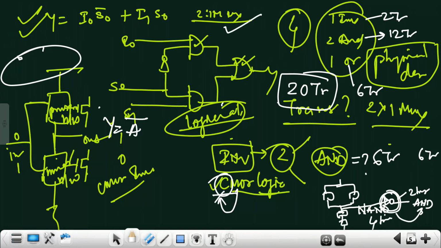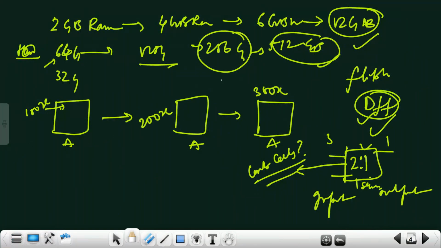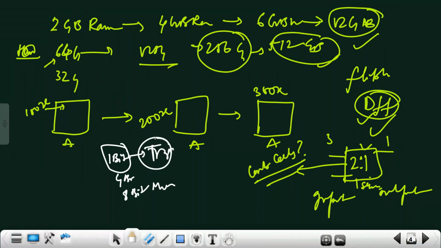Now think about it like this. For single bit memory, or 4-bit memory or 8-bit memory, how many transistors are required? For 1-bit memory, how many transistors are required? Even if you do not know, it's okay. You can check. Let's say x number of transistors are required for 1 bit. How many will be required for 1024 bits?